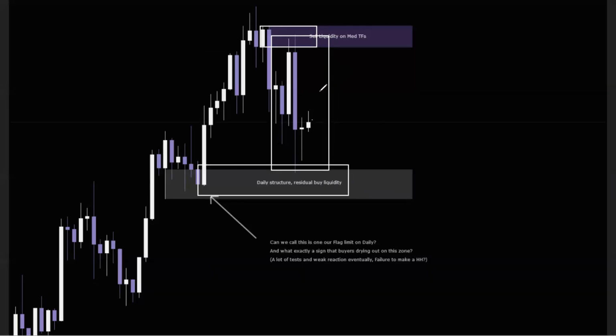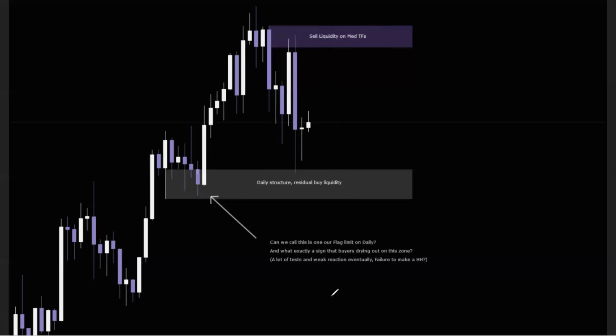Or you'd want to see the area on the top get broken, the price to form an FTR, and then you can long that on a retrace. So this is your flag. Price is constrained between these two pockets of liquidity until one of these two areas breaks.